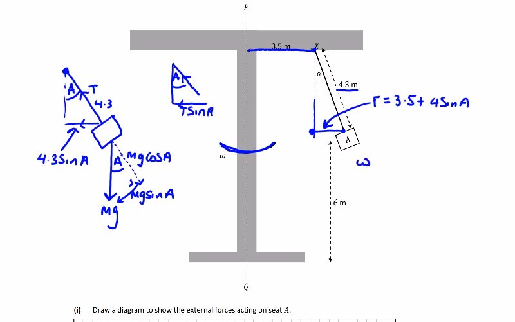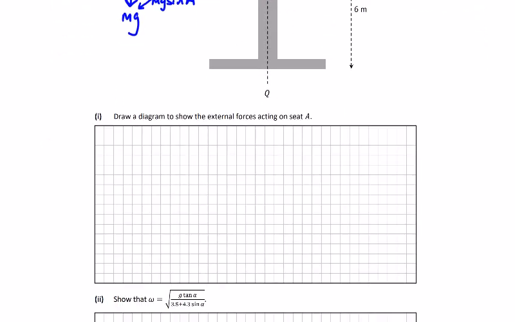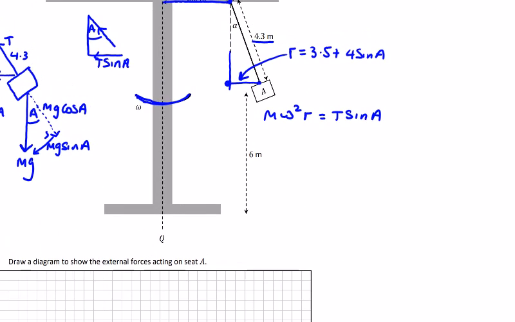So my force acting towards the center, which is m omega squared r, will be equal to T sin A. I think that's the starting point here. Let's see what they're looking for down below. We need to get tan in here, so we're going to need sine over cos to get tan. So let's see what else we have.